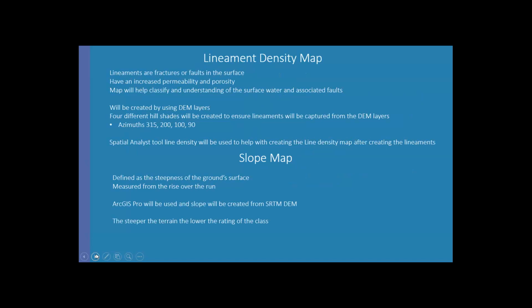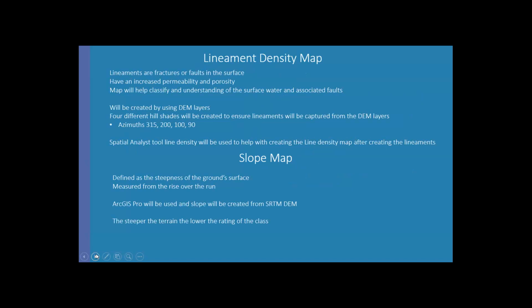First, I will go over the alignment map for this slide. Alignment map features are faults in the surface. Lineaments have an increased permeability and porosity. The alignment map will help with understanding surface water and associated faults. I will create this map by creating hillshades in ArcGIS Pro using a DEM layer.